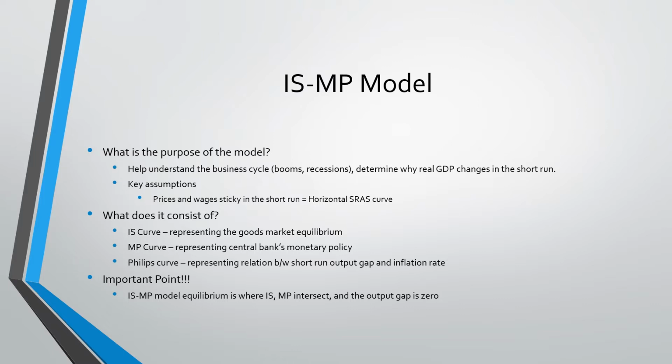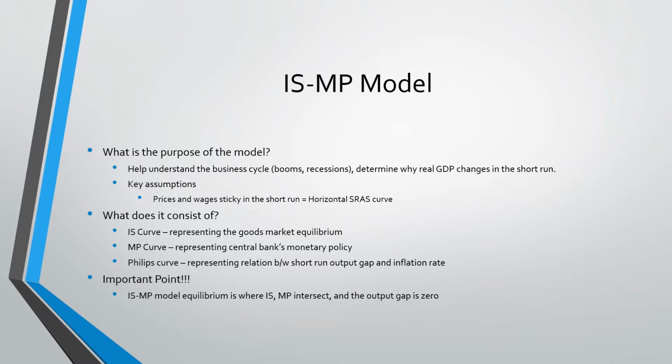So what does this model consist of? Essentially, it's three different curves: the IS curve, the MP curve, and the Phillips curve, which we'll be covering in the next topic. The IS curve represents the goods market in equilibrium, and the MP curve represents the central bank's monetary policy. So the IS curve is, to boil it down, essentially more so the demand curve. It shows the relationship between real interest rates and real GDP. And the MP curve is essentially the monetary policy set by the central bank.